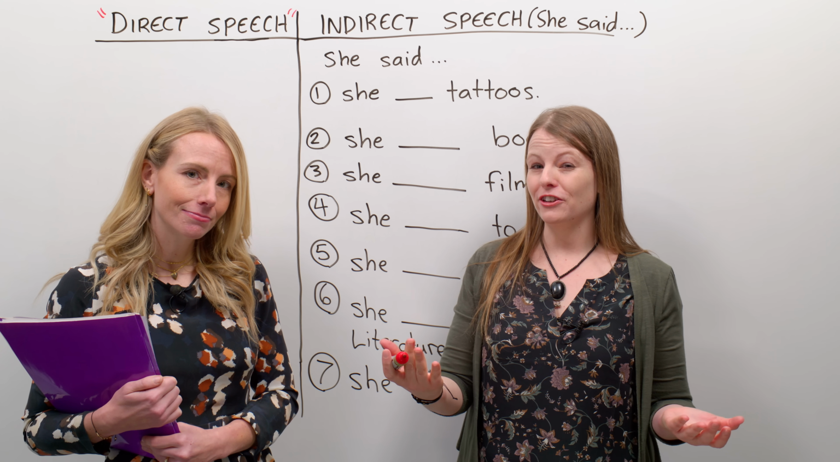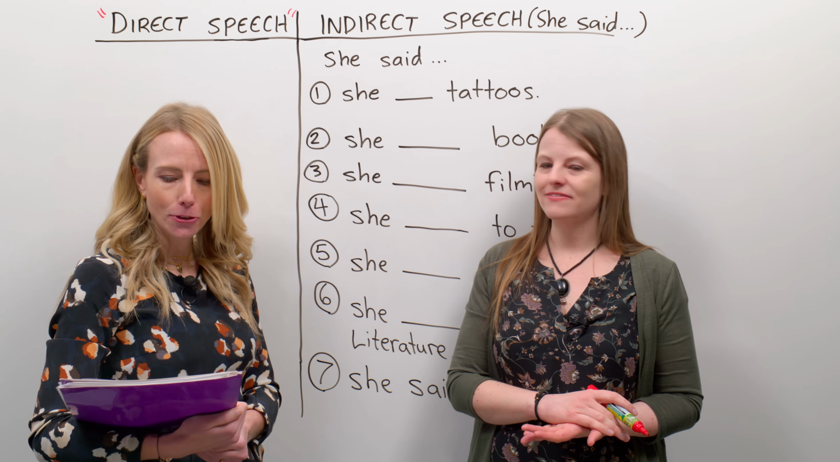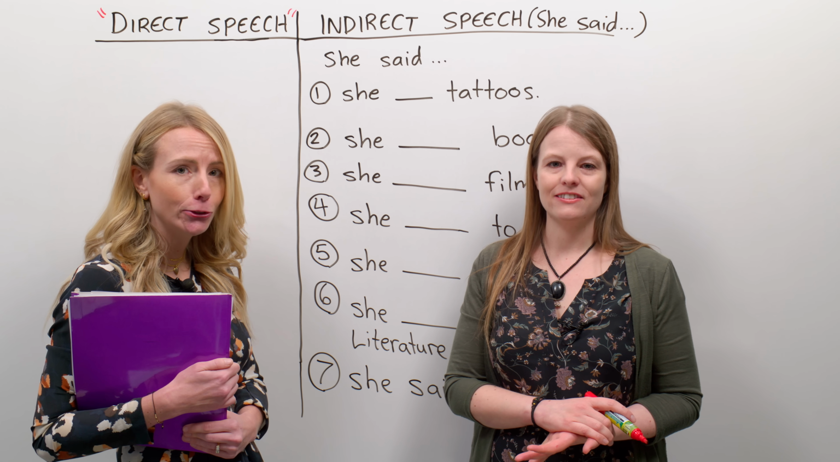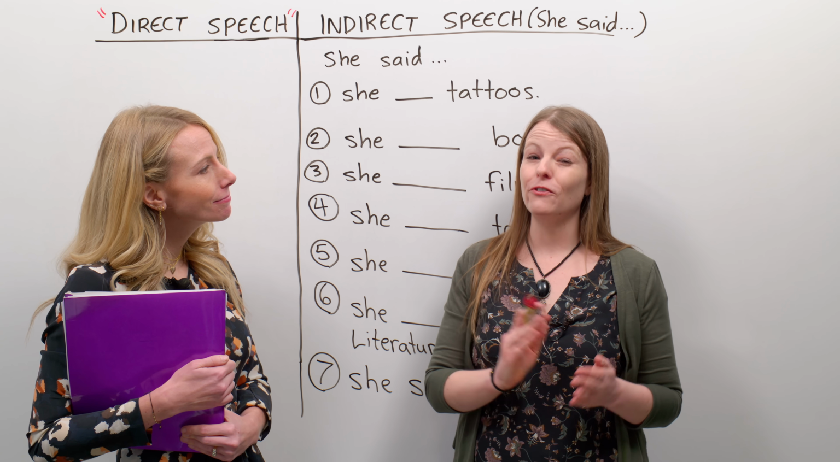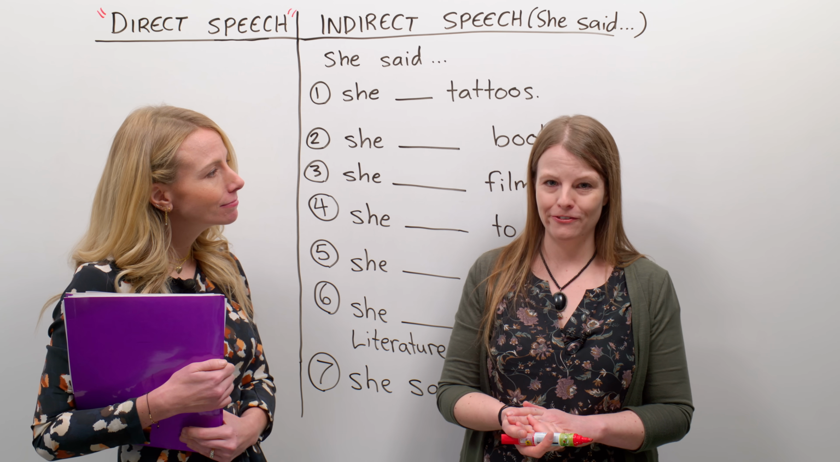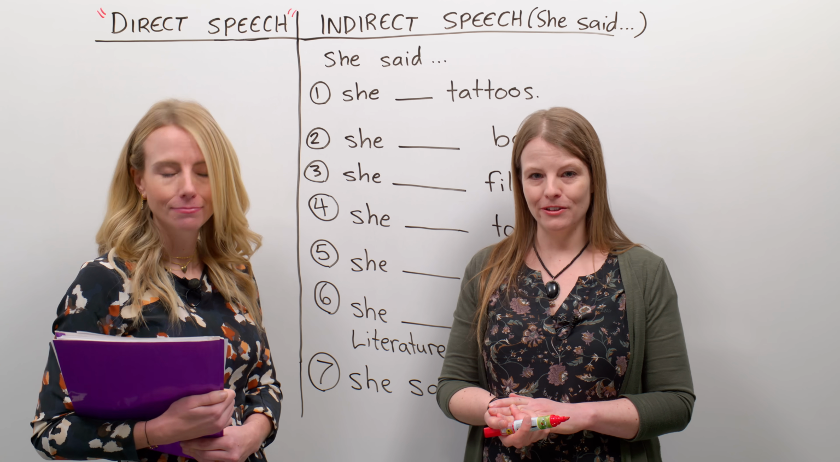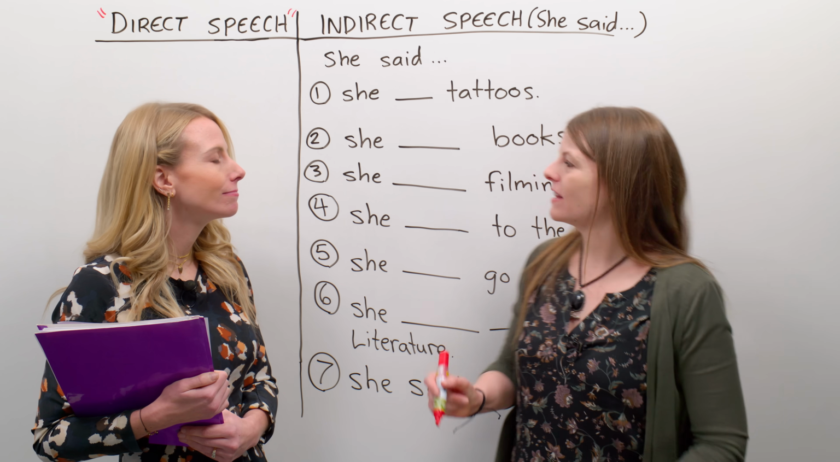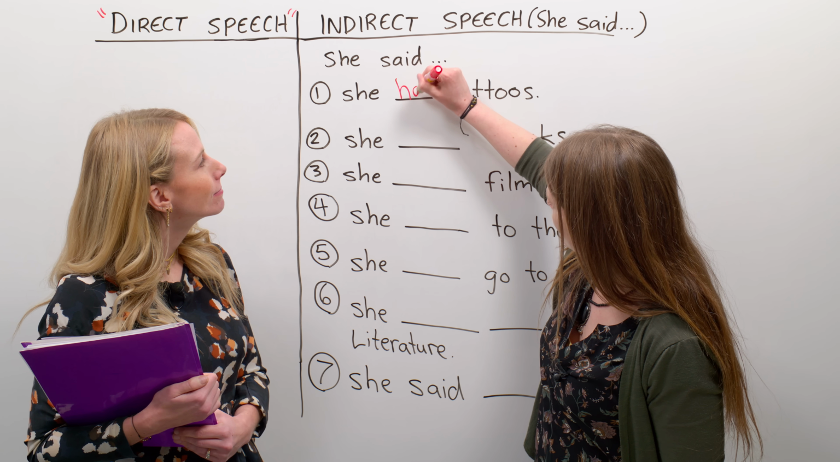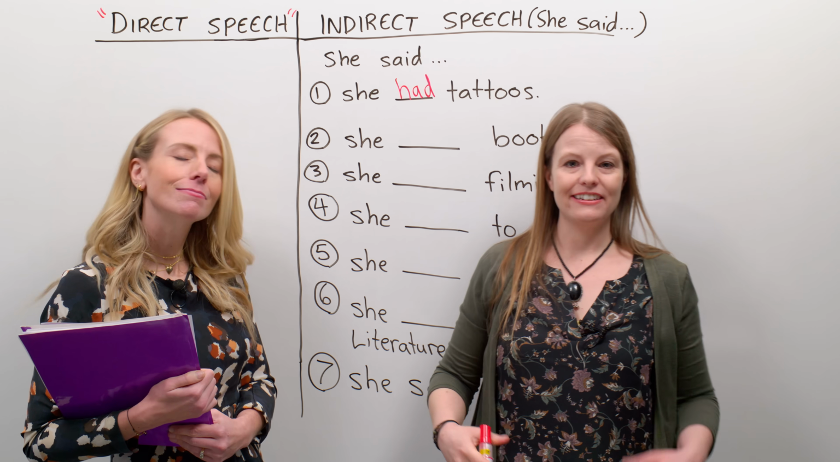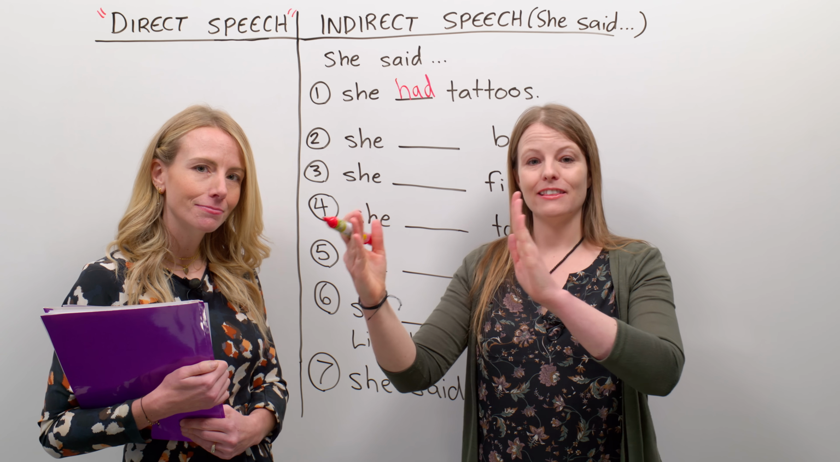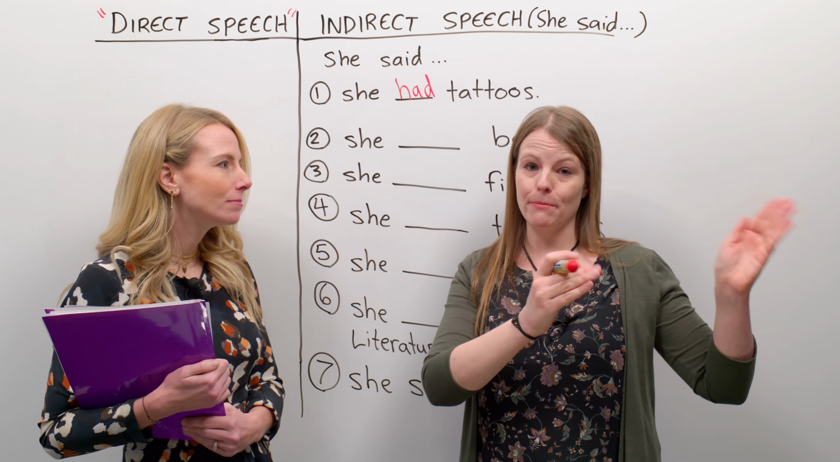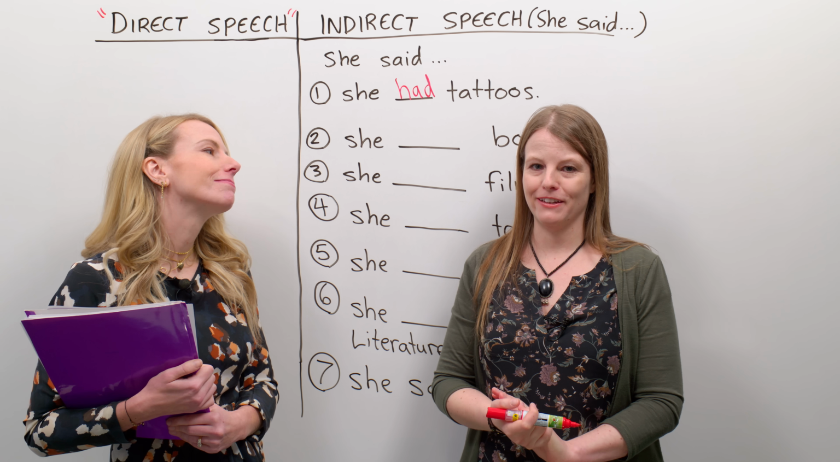So the verb Audra used, Audra, can you say it again? Sure thing. I have tattoos. Okay, so you'll notice the verb she used was have, which is in the simple present tense. So what does that become? Well, if you said had, you are correct. The simple present turns to the simple past in reported speech.